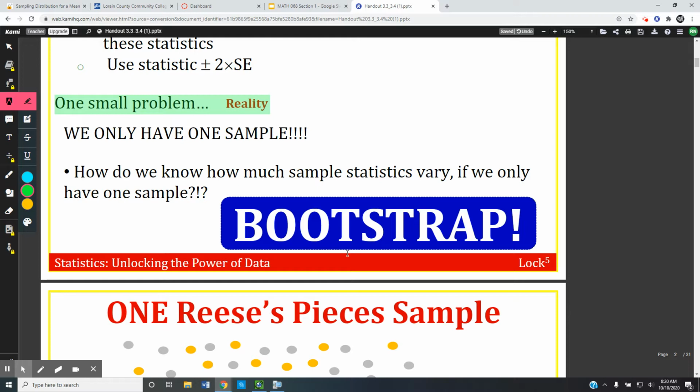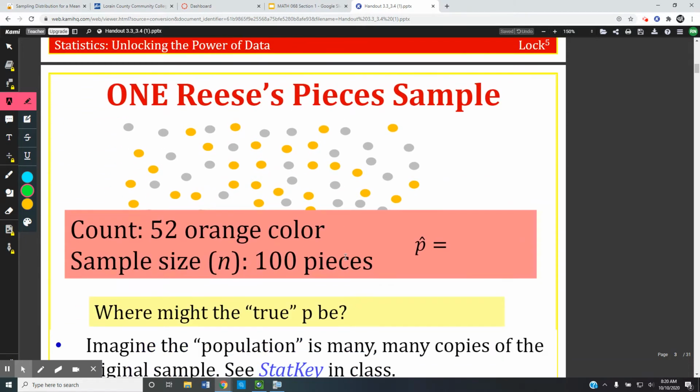So this bootstrapping design is kind of like this. Pretend that we have one Reese's Pieces sample. We go into some Reese's Pieces, and of size n = 100, we pull out 100 Reese's Pieces, and we get 52 of them to be orange. So the p-hat value for this would be 52 over 100, or 0.52, would be our statistic, because we have this one sample.